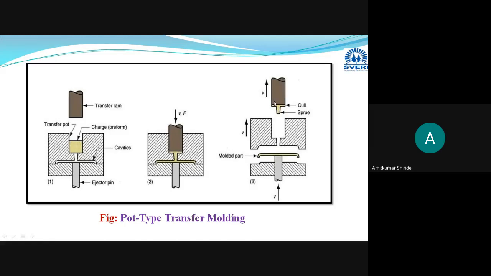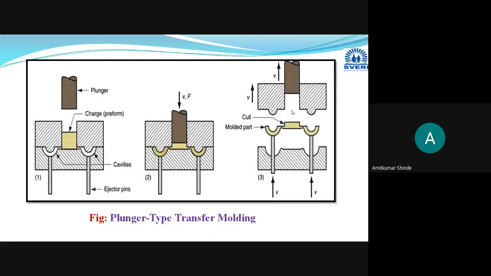On the press or plunger, some material will remain. This is termed as the cull, and it will acquire the shape of the sprue. In the pot type transfer molding process, the wastage of material is more, and this material cannot be recycled. This is the pot type transfer molding process, and we will move towards the next concept, that is the plunger type transfer molding process.